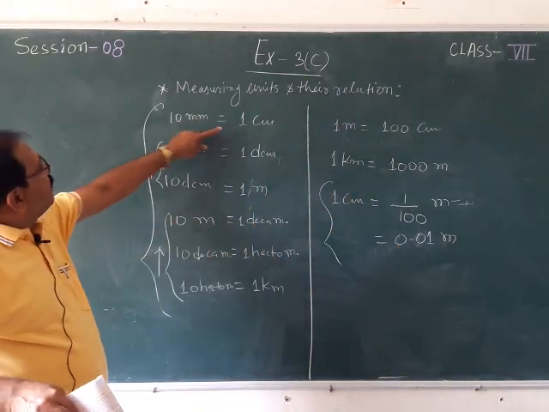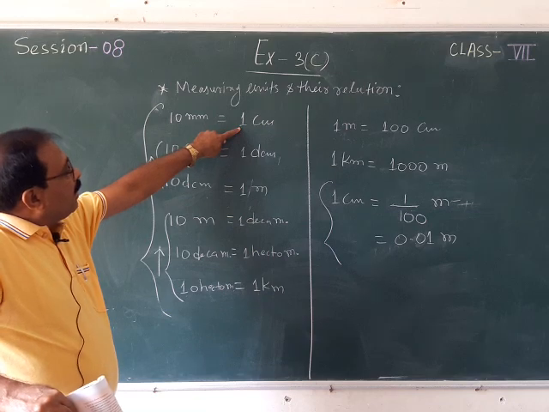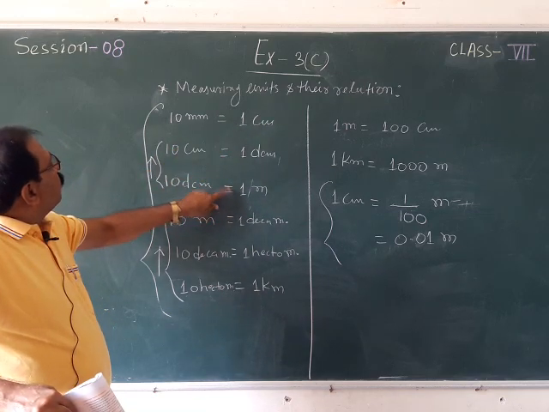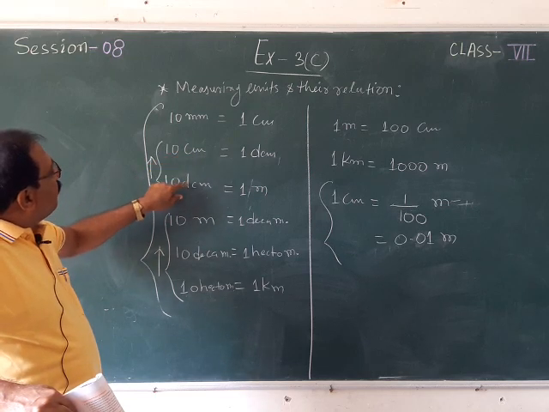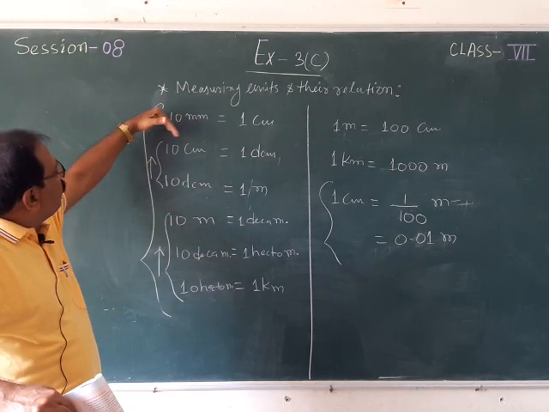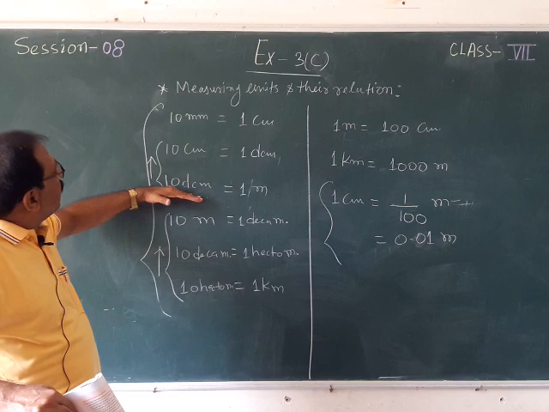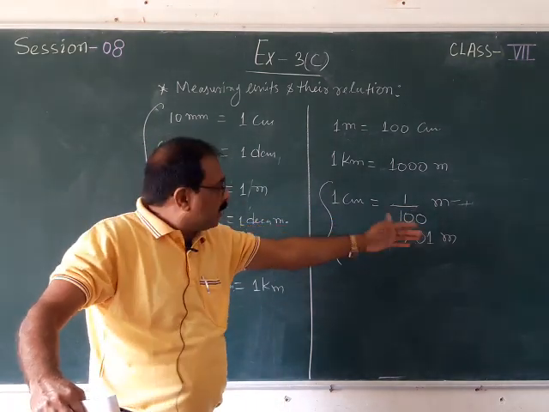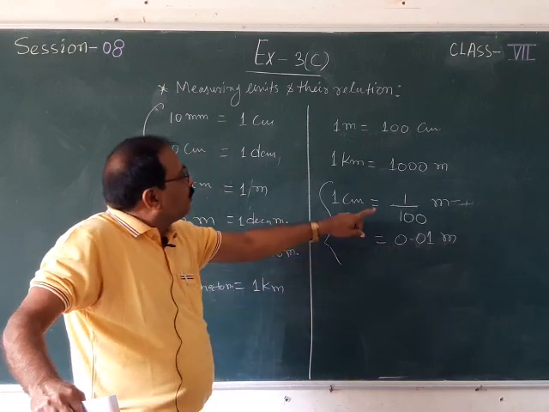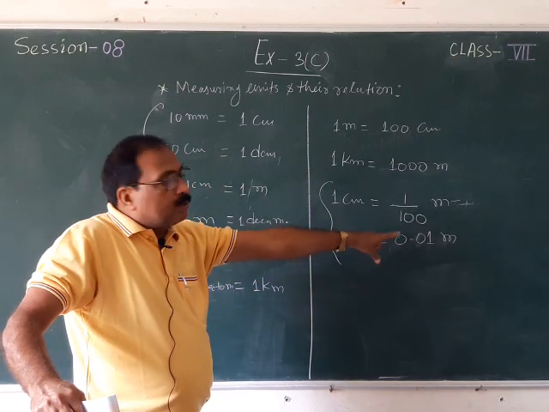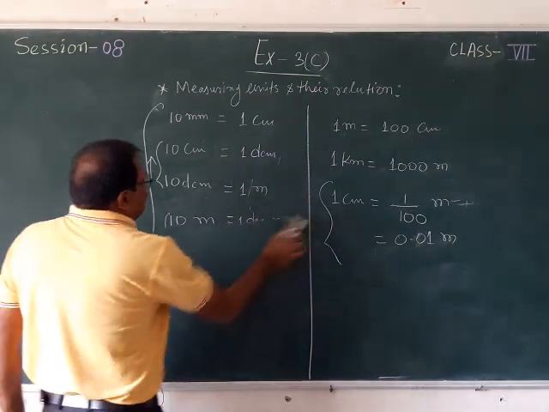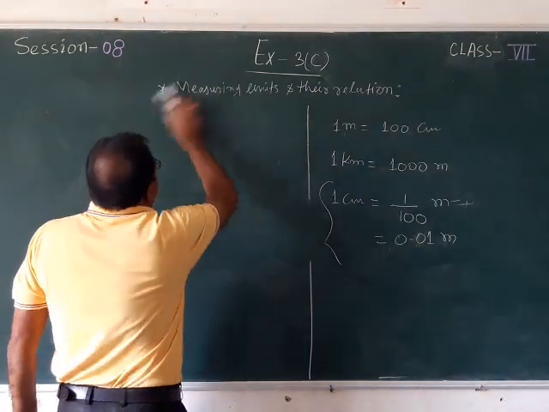Because when I see centimeter is there, and where is meter? This is meter. So going from centimeter to meter, I have to move 2 digits down, so 1 upon 100 will be there, and the answer will be 0.01 meter. So let us see the next question.